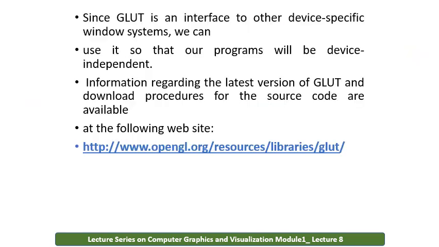So GLUT is considered an interface. The OpenGL Utility Toolkit is an interface to other device specific windowing systems. We can use it so that our programs will be device independent. Information regarding the latest version of GLUT and download procedures for the source code are available at the following website. You just refer to this website, and you can download the GLUT library freely from it.